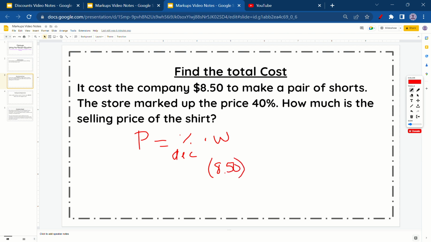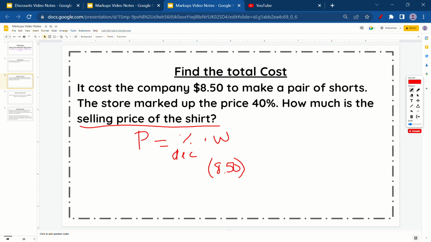That's how much it cost the store to make, $8.50. The store marked up the price 40%. How much is the selling price of the shirt? So the selling price of the shirt is after the markup. It includes the $8.50, right?